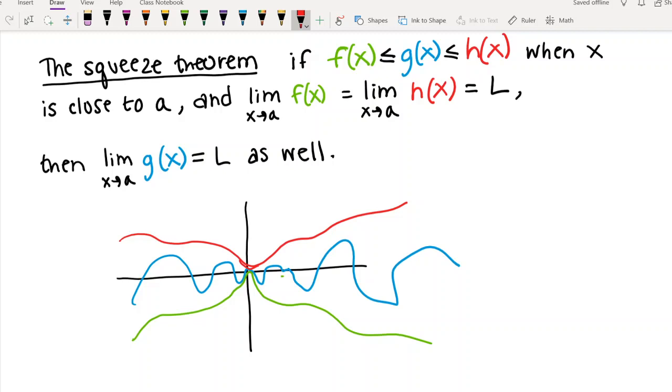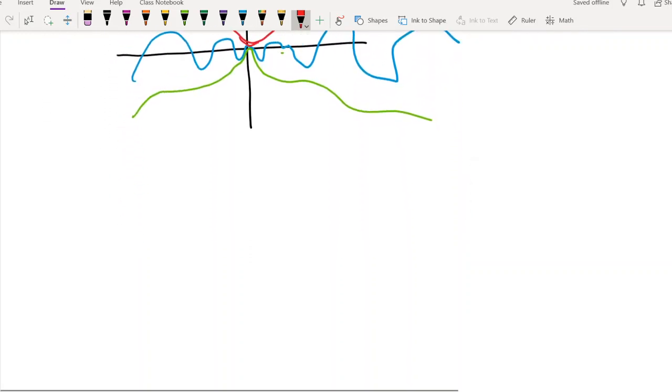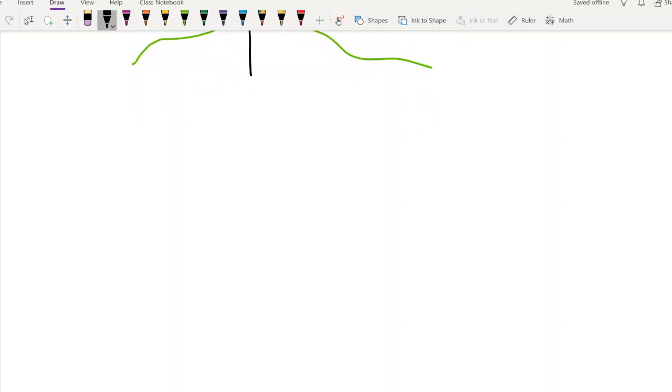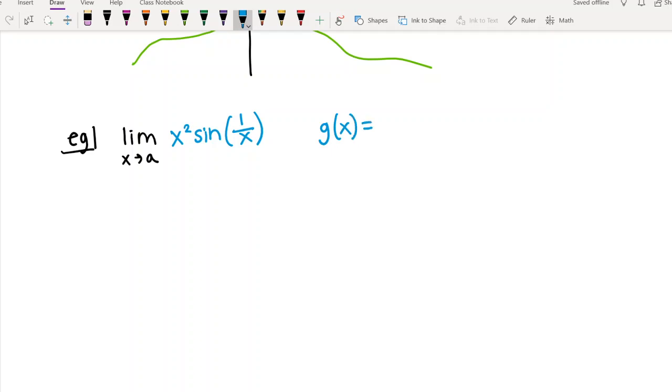So let's go back to our example we had above. The example we were working with was the limit as x approaches a of, and I'm going to use blue because it's going to be our middle function. So our function was x squared times sine of 1 over x. And so basically, let's call that function g of x. G of x is equal to x squared times sine of 1 over x.